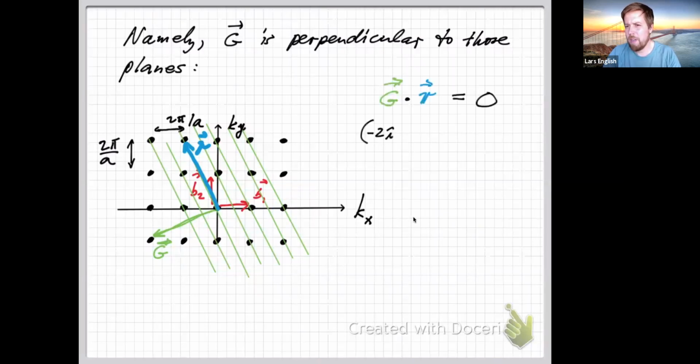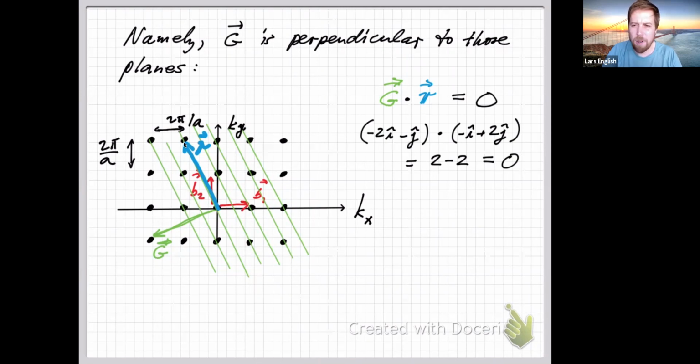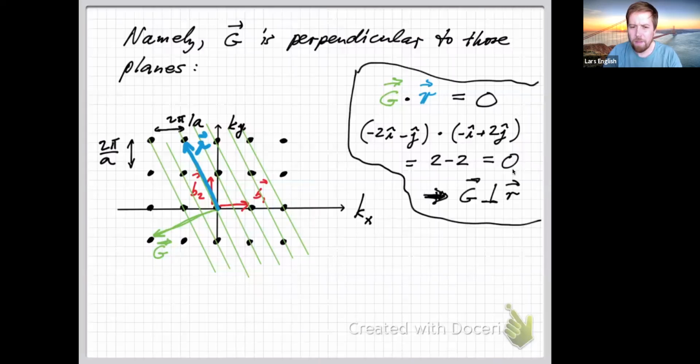If I form the dot product, I expect to get 0, and I actually do, because G here is proportional to minus 2 I hat minus J hat. This time I have it right. There is a minus sign in here. And then R here you see is minus I hat plus 2 J hat, right? And if I form the dot product here, you get 2 minus 2, and that is 0. So they are perpendicular for sure.